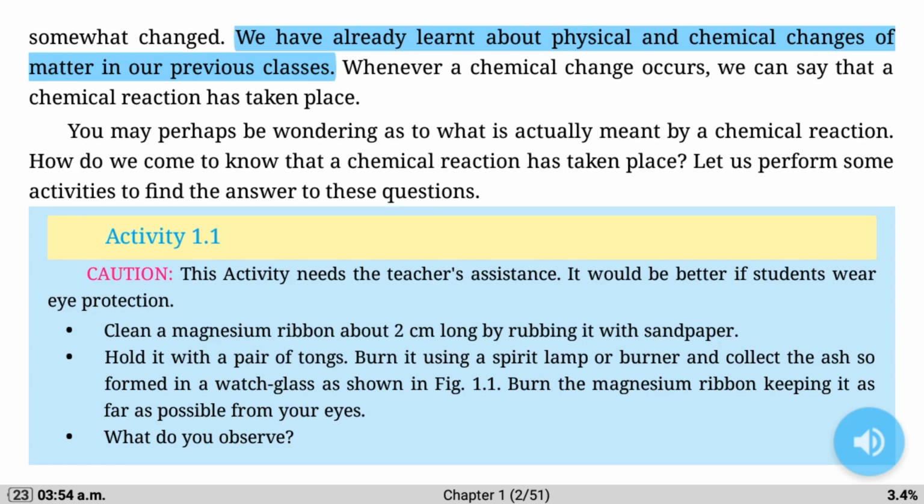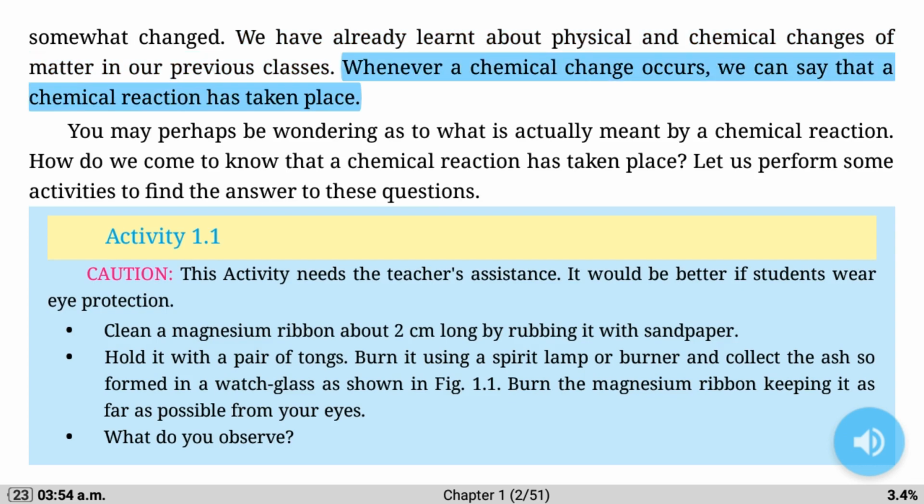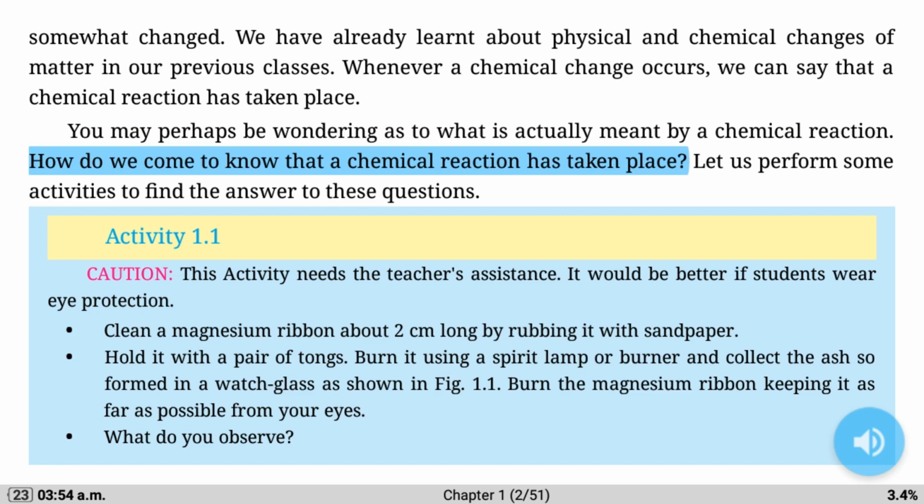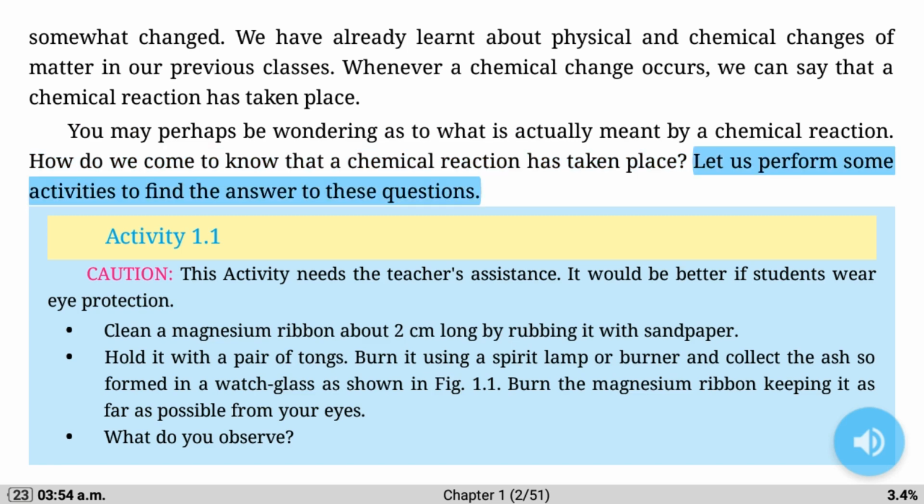We have already learnt about physical and chemical changes of matter in our previous classes. Whenever a chemical change occurs, we can say that a chemical reaction has taken place. You may perhaps be wondering as to what is actually meant by a chemical reaction. How do we come to know that a chemical reaction has taken place? Let us perform some activities to find the answer to these questions.